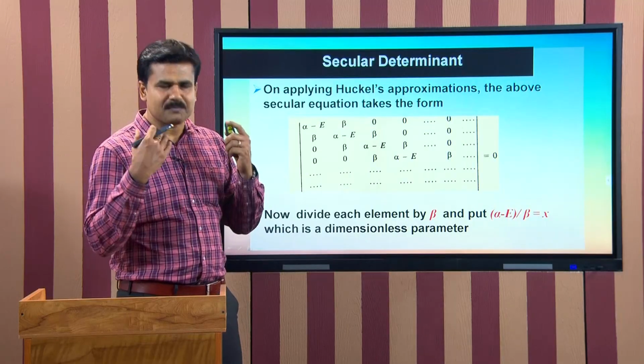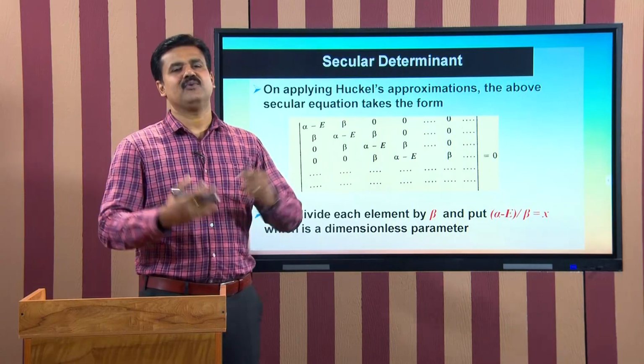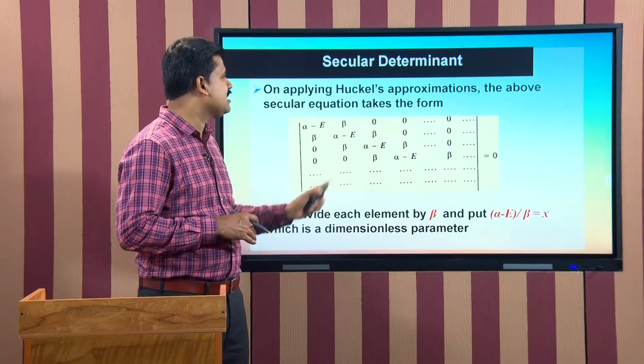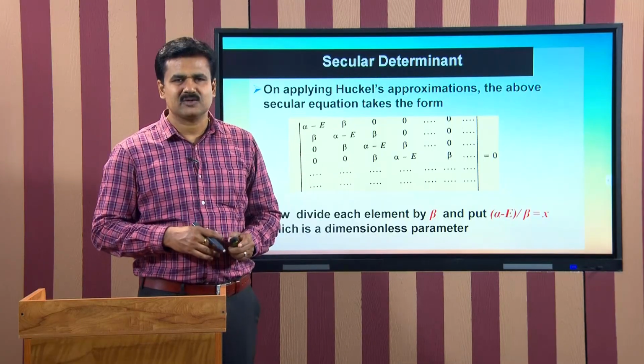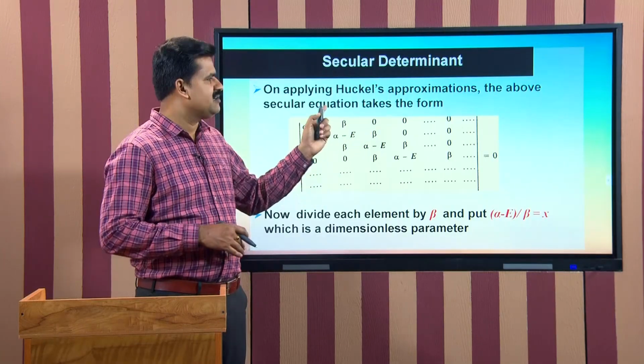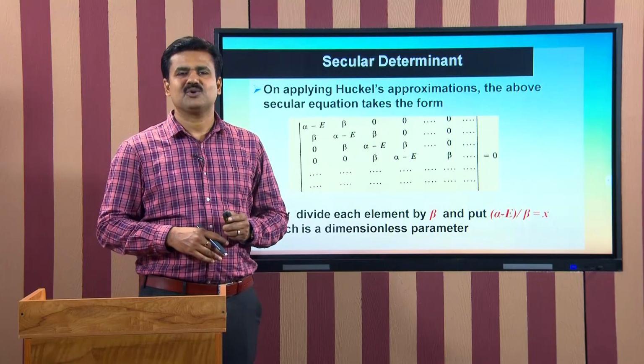On applying Huckel's approximation, the above long form of the secular determinant takes the reduced form: alpha minus e, beta, 0, 0, etc. up to 0; beta, alpha minus e, beta, 0, 0; like that, and the right-hand side will be equal to 0.